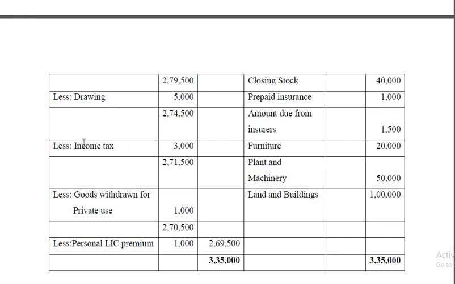Alternatively, what you could have done is take drawings together, 5,000 plus 3,000 plus 1,000, 8,000, and deduct it once instead of separately deducting. Total drawings including what is given in the adjustment, 5,000, 3,000 and 1,000, 9,000 you could have deducted from the total of capital after adding net profit.